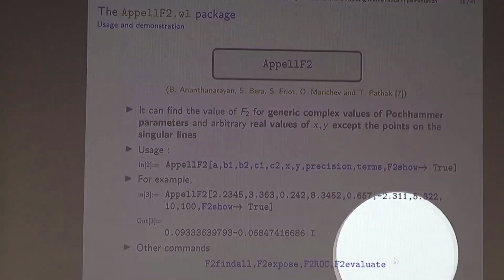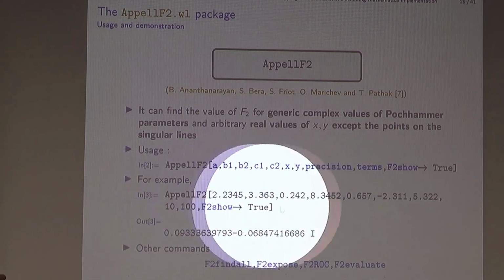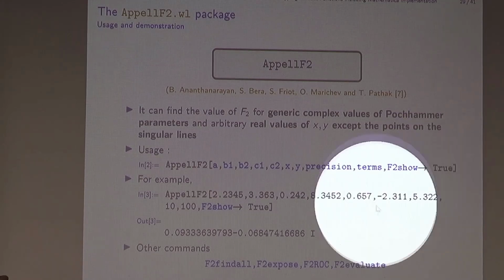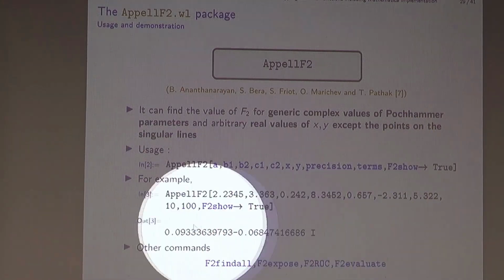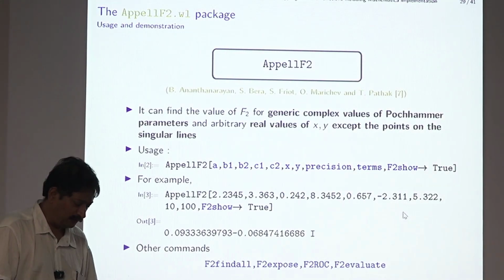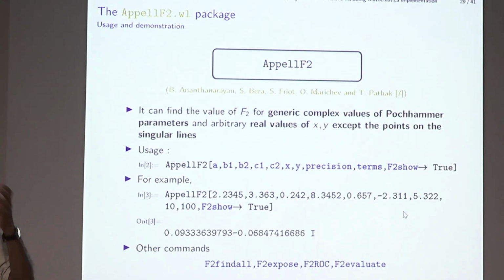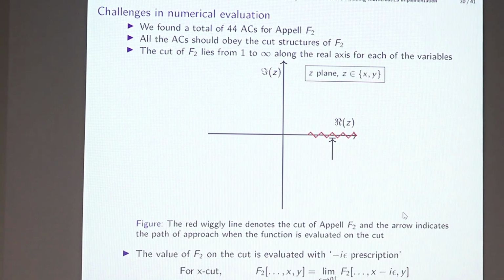So here is a realization of how to evaluate this Appel 2 for various values of the parameters, and where this function is expected to converge. It adds a number of terms and then it gives you an answer. So I would like to encourage those of you who run into Appel functions to use our packages so that you have a reliable evaluation of these functions.